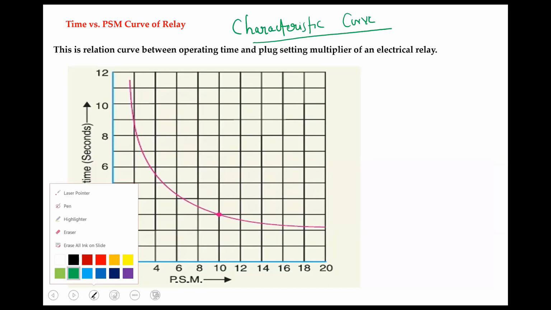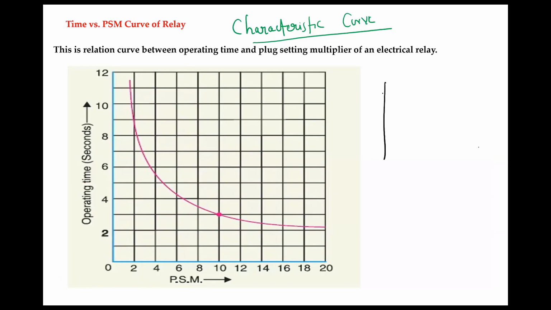Actually, if you practically think, it should be a curve between what? Operating time, how much time it will take to operate, versus current. But instead of current, we have PSM. Why? Because the current range is very high, from 1 time full load current to 10 times full load current. Suppose full load current is 100 ampere. So the range is from 0 to 1000. And the operating time range is very small.